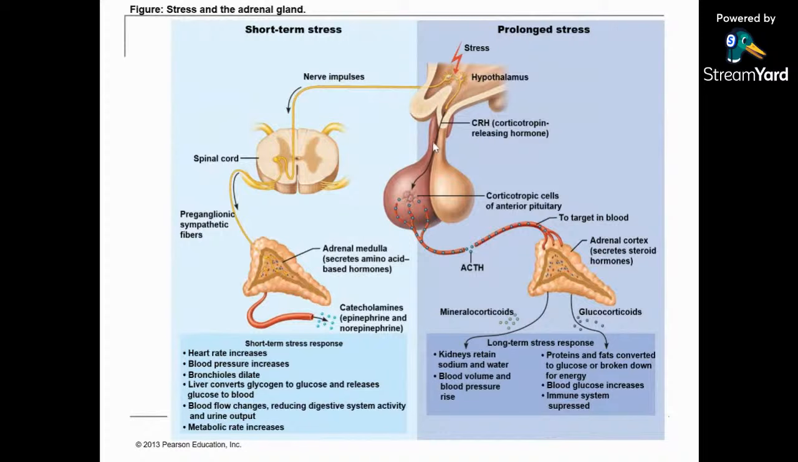During short-term stress, the sympathetic nervous system becomes activated, and it works on adrenal medulla and releases the catecholamines, which increase the heart rate, blood pressure increases, bronchioles dilate, liver converts glycogen to glucose and releases glucose to blood. Blood flow changes, reducing digestive system activity and urine output. Metabolic rate increases.